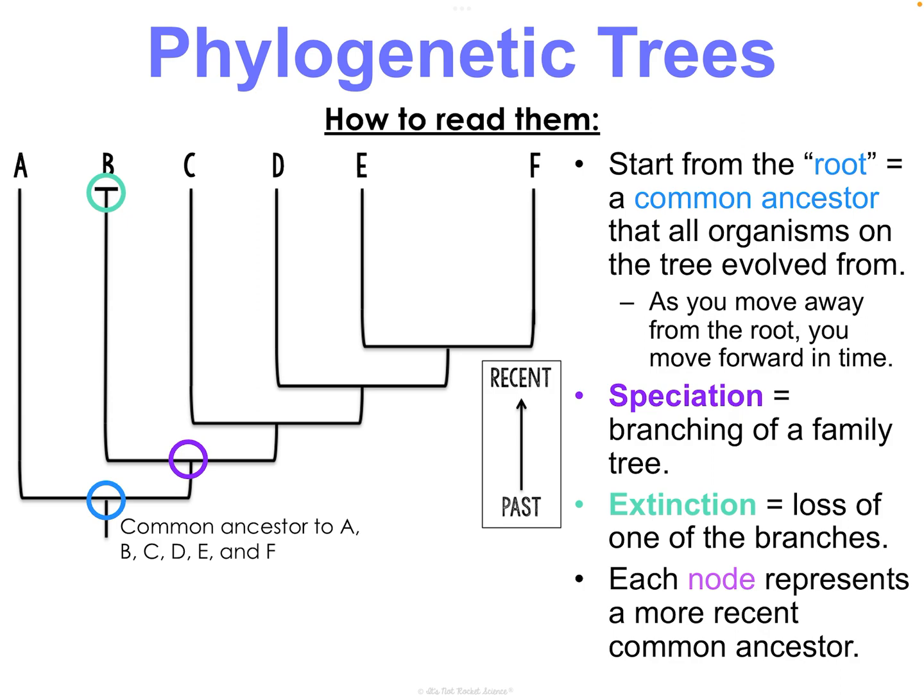And each node represents a more recent ancestor. So a node is like every branch point like that. So that at this point right here, we're talking about the common ancestor for D, C, D, E, and F, not the ones that came before it.